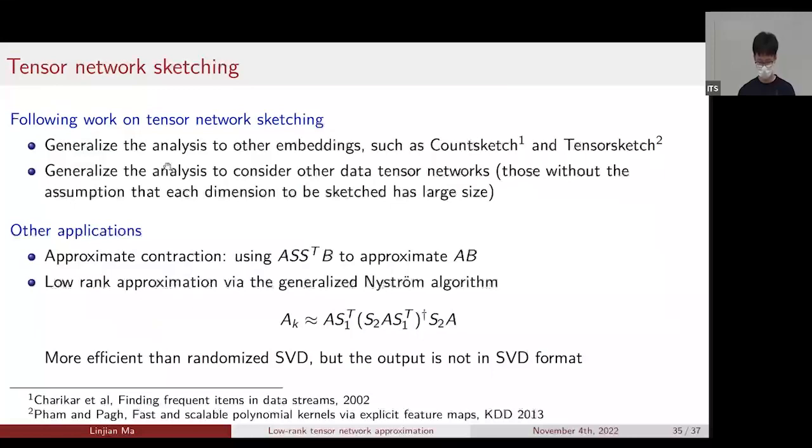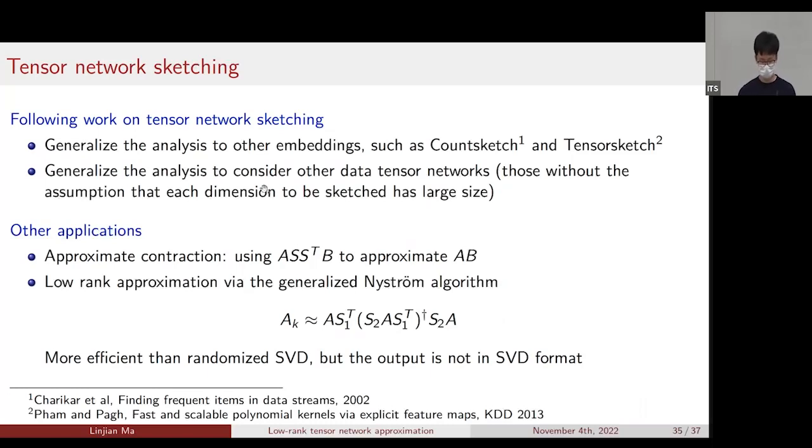Okay, so there's some following work on this tensor network sketching, like generalizing the analysis to other embeddings and also to consider other data tensors. For example, those without the assumption that each dimension to be sketched has large size. And these are our following work.